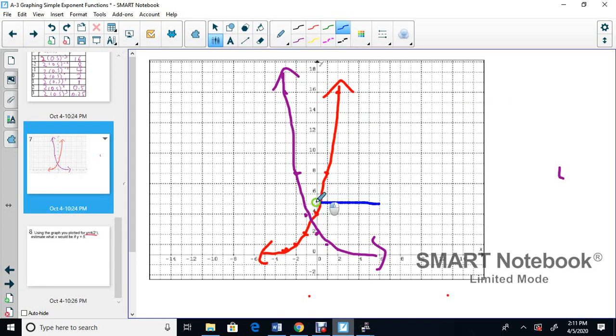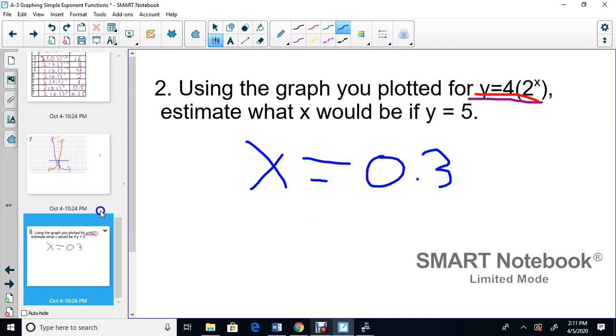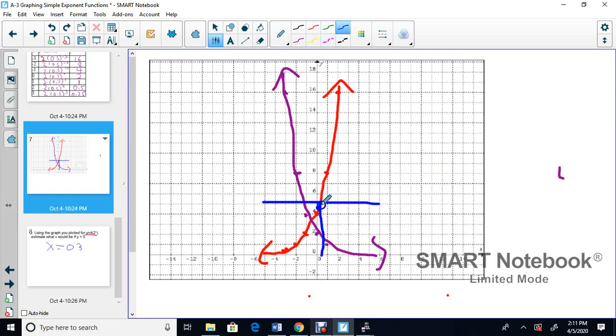So when y is 5, so let's take a look. Here's where y is 5, right across. Okay, so here's y is 5. Well, y would be 5 when, if we go all the way down and come up right about here, I'd say about 0.2 or so, maybe 0.3. So my guess would be, okay, let's go to the next page, about 0.3. Okay, x would probably be about 0.3 when y is 5. So I just drew a line where y was 5 and saw where it hit and came down.